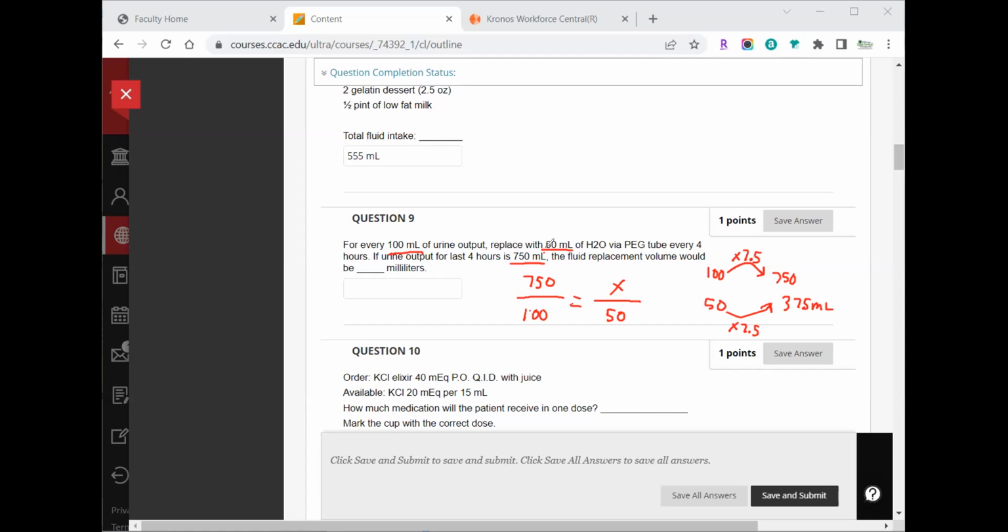So, and then that's what I would put as my answer. I would put 375 milliliters. Now, again, you're not going to see this question on your test. This is just something that I created as a practice, to practice fluid replacement volumes. I think what you're going to ultimately see is the question I did previously, which is how much total fluid intake, and then just calculating that for a patient.